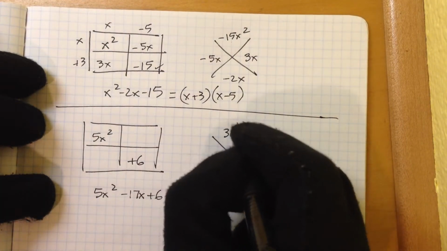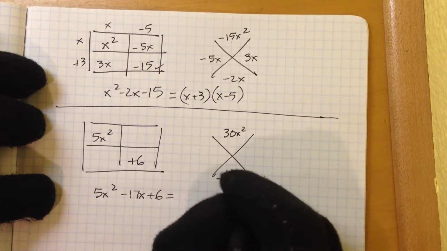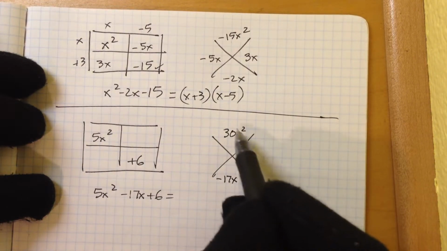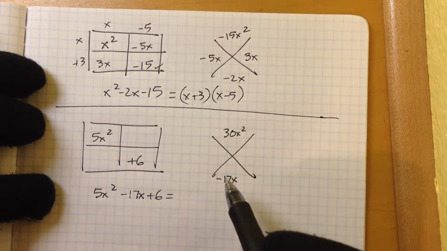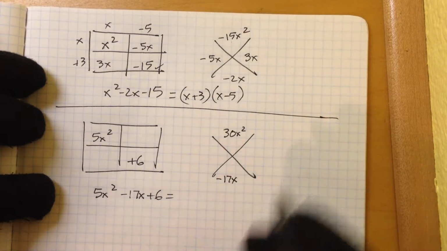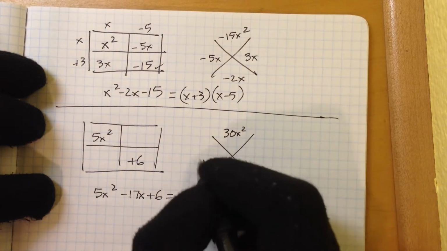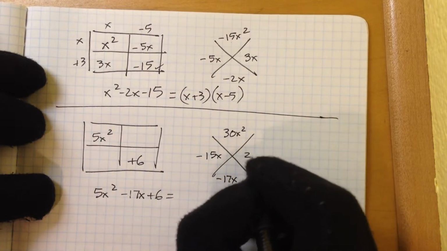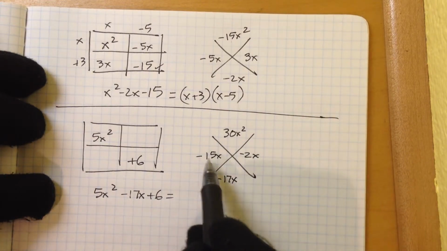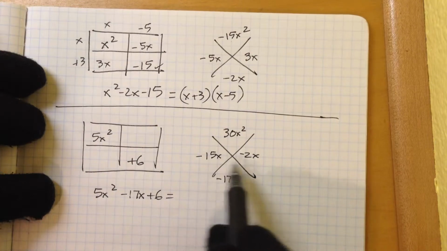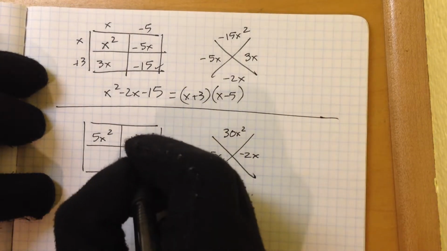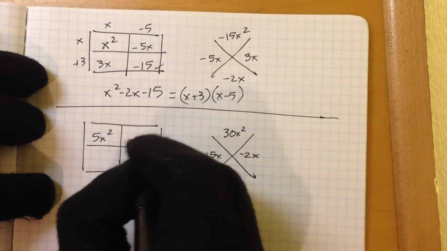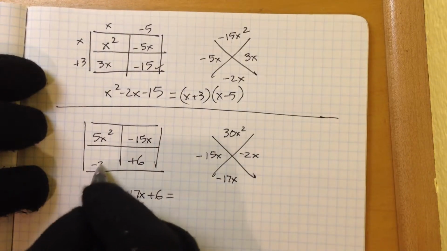We get 30x squared. Middle term, negative 17x. Okay, what are the factors of 30 that combine to give me negative 17? Negative 15x and a negative 2x. Combine those, yes, for the addition, multiply, yes, and then we fill it in. Negative 15x and a negative 2x.